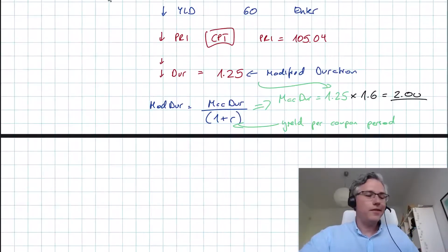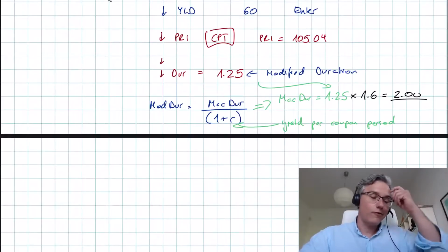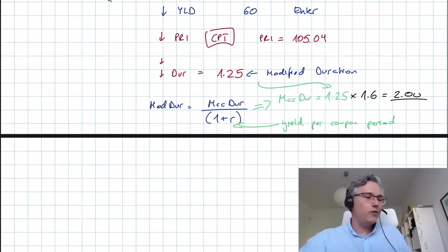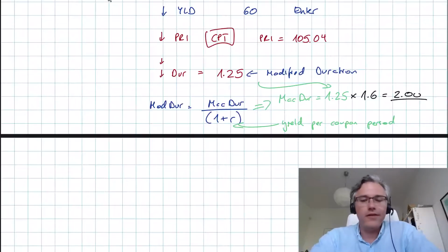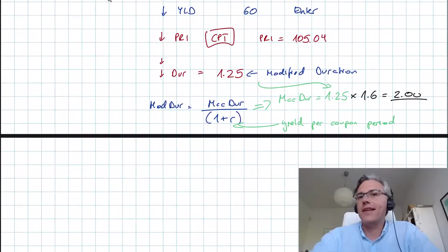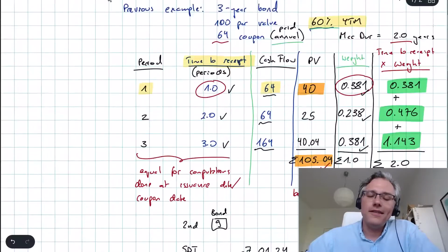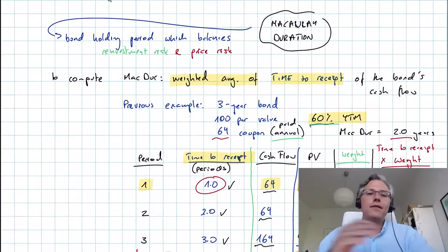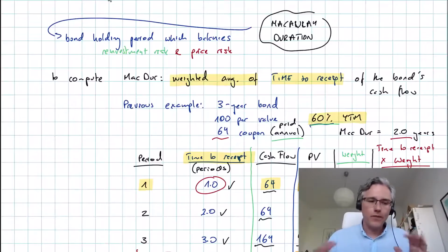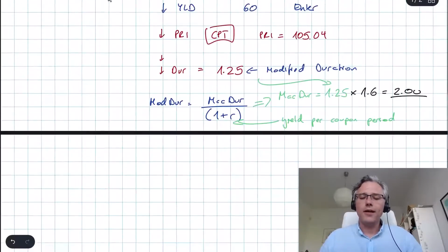Now this is measured right now in years. It's our annualized Macaulay duration. Later on we'll be talking about how this is not always expressed in years, but for now it is expressed in years, and it's exactly the same as we had in the previous video, where I showed you that this is the investment period or the holding period, which balances reinvestment risk and price risk. It's an important result.